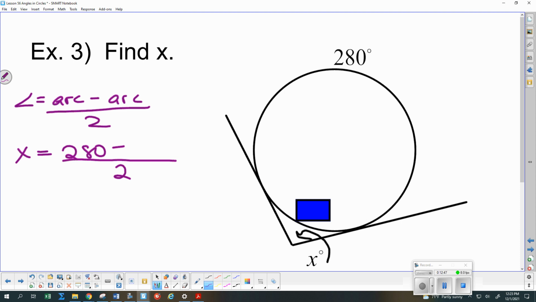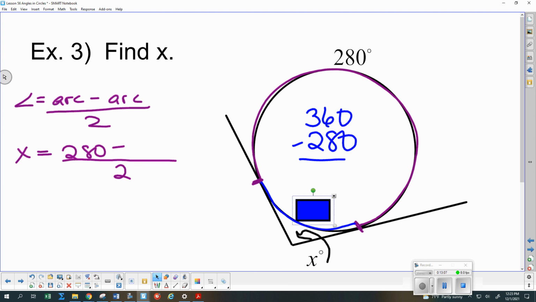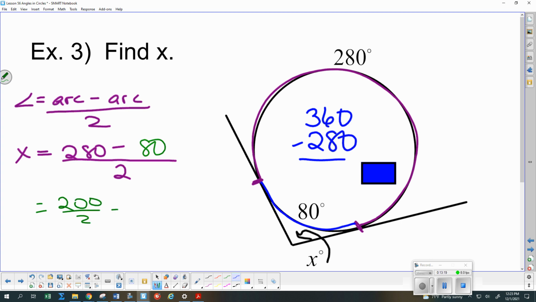So if I look at this, there's my 280. The other one that I need is this. So everybody, how big is that going to be? So that one does indeed need to be 80. So now I can put my 80 in here. And what do I have? I have 200 over 2. So X needs to be 100.